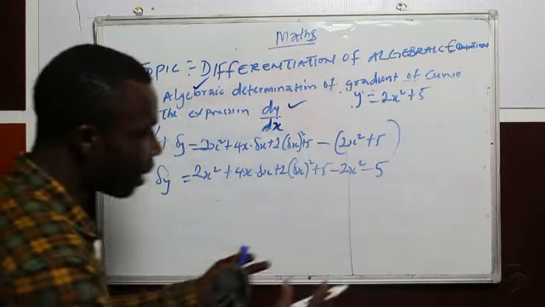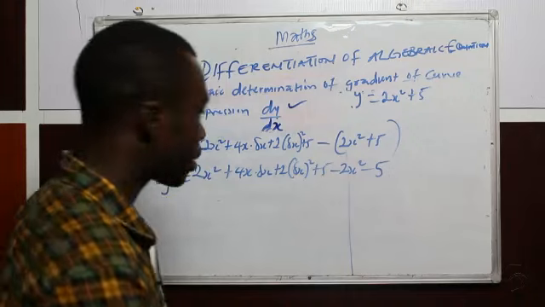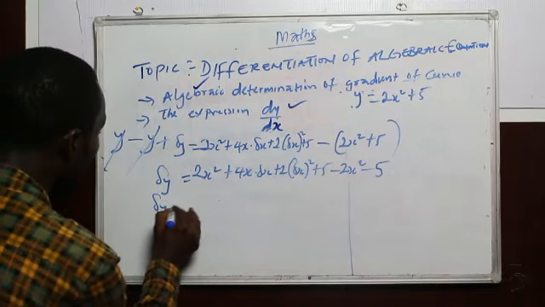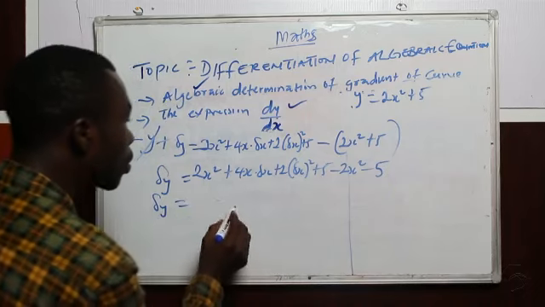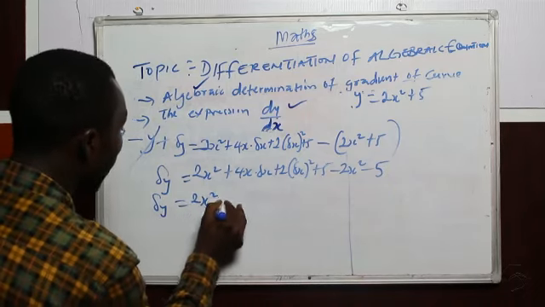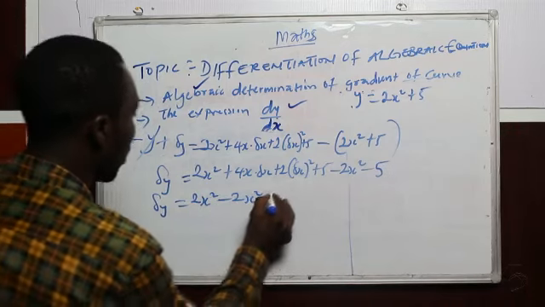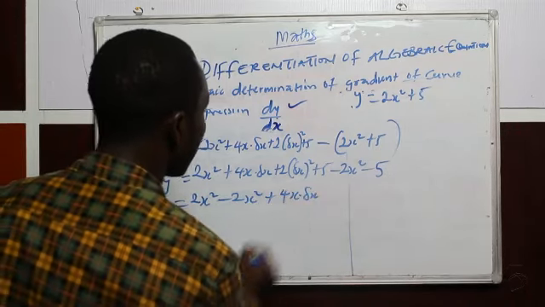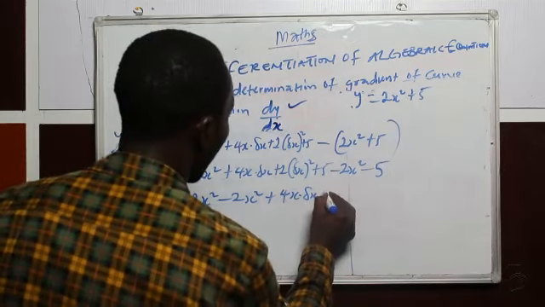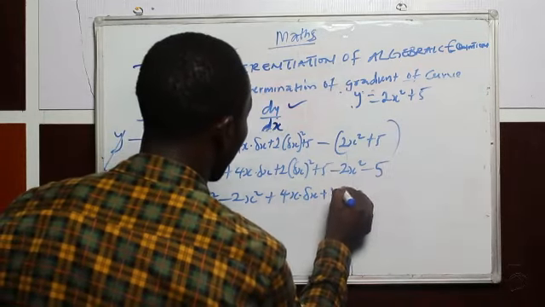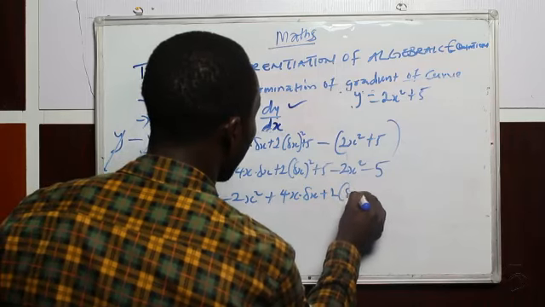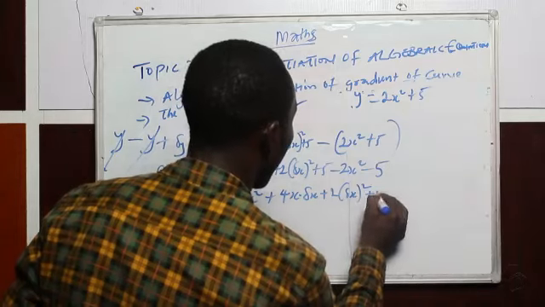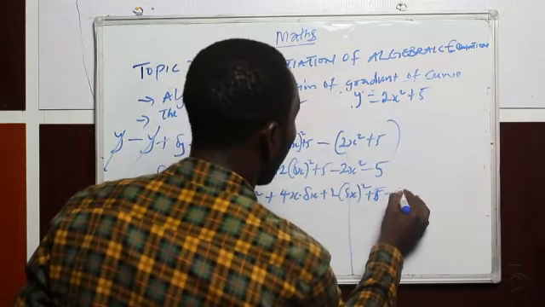You can see how I'm expanding the brackets. Let us continue. Now, we have Δy is equal to 2x² minus 2x² plus 4xΔx plus 2(Δx)² plus 5 minus 5.